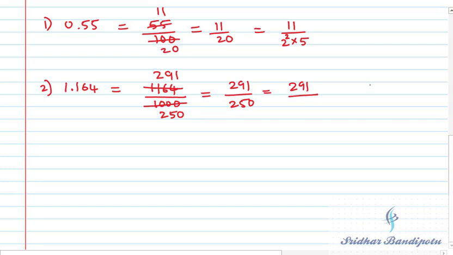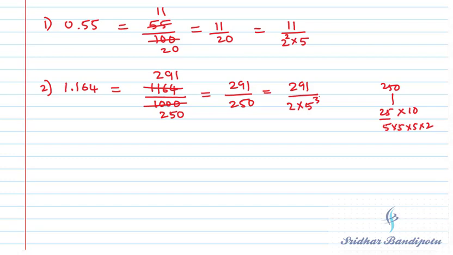250 prime factorization, actually 250 is nothing but 25 into 10. 25 is not a prime number, so 25 we can write 5 into 5, 10 we can write 5 into 2, so therefore 250 we can write it as 2 into 5 cube. So these are the 2 examples I am taking here, and both examples are terminating decimals, right?